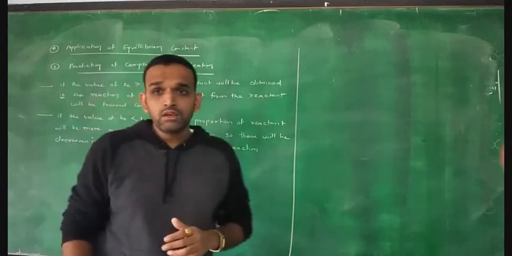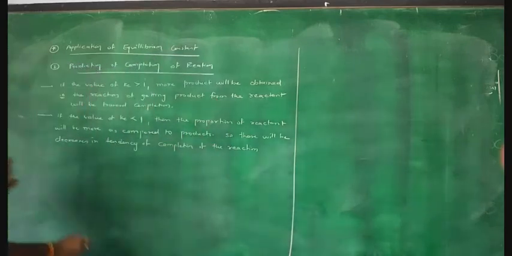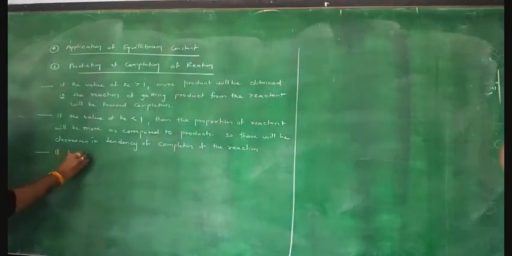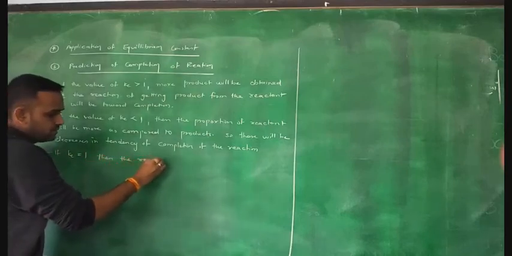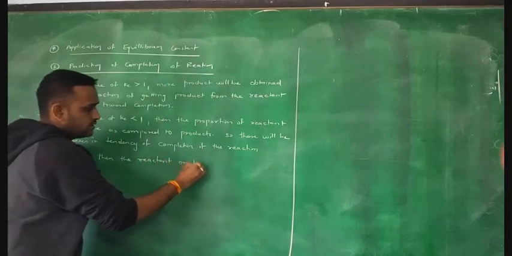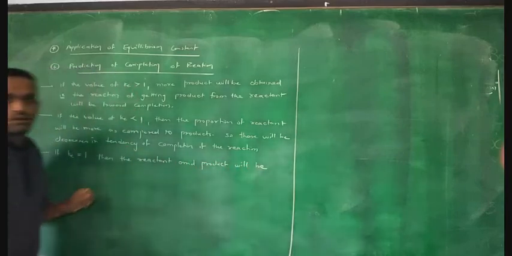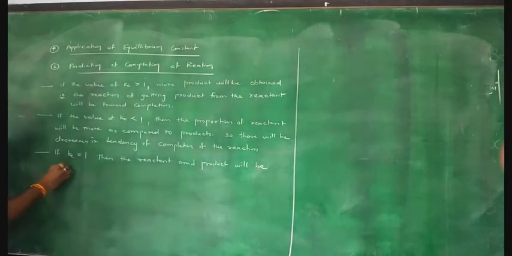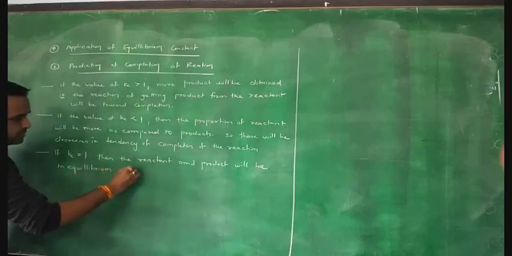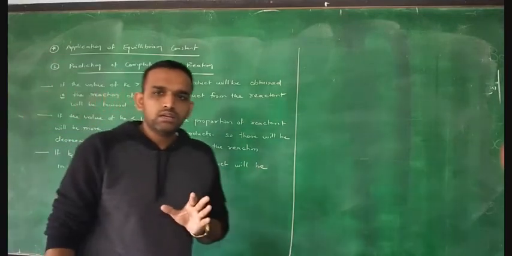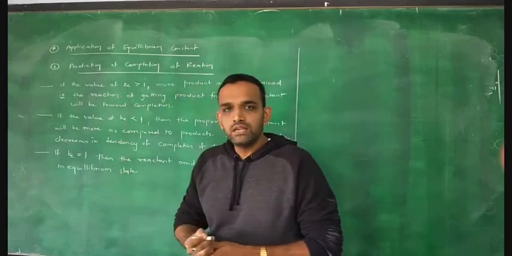And if Kc equals 1, then the reactant and product will be in equilibrium state. यहाँ पे देख कि Kc की वैल्यू पे डिपेंड करता है कि अगर Kc greater than 1 है तो Kc less than 1 और Kc equals to 1.